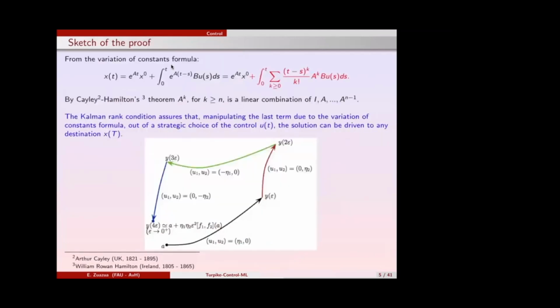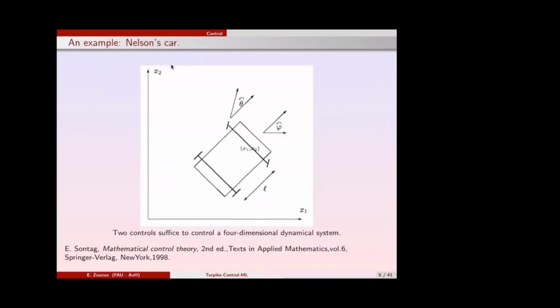Then we have seen that this can be proved thanks to the variation of constant formula and the Cayley-Hamilton theorem. And there is this important remark here: the fact that we can control systems is because when we combine, do and undo, the same operations in a switching pattern, often we recover properties that are not so obvious a priori.